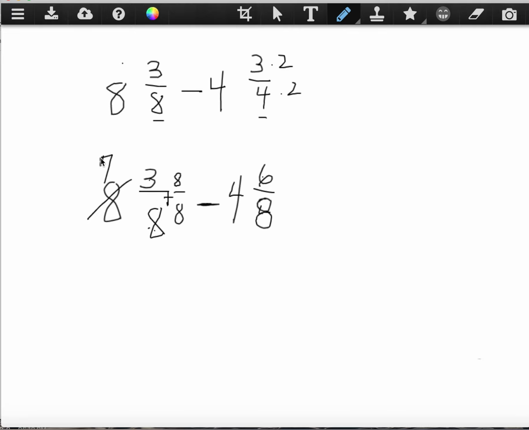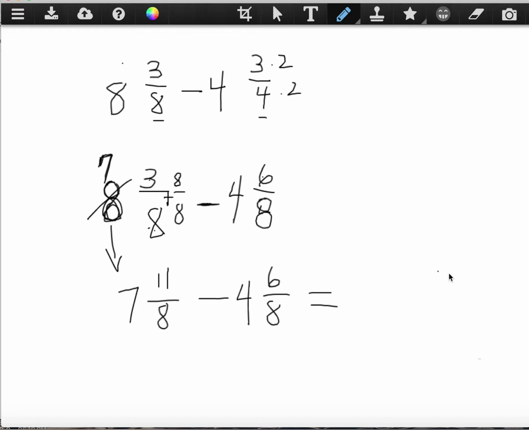I took 1 unit from the 8 wholes, made this a 7, took that 1 unit, and I converted it into 8/8, which is equal to 1. I chose 8/8 because I have to have common denominators. So I don't want to do 10/10 or 1/1. So 8 plus 3 is 11. So my new mixed number is 7 11/8. Take away 4 6/8. Now I can do it.